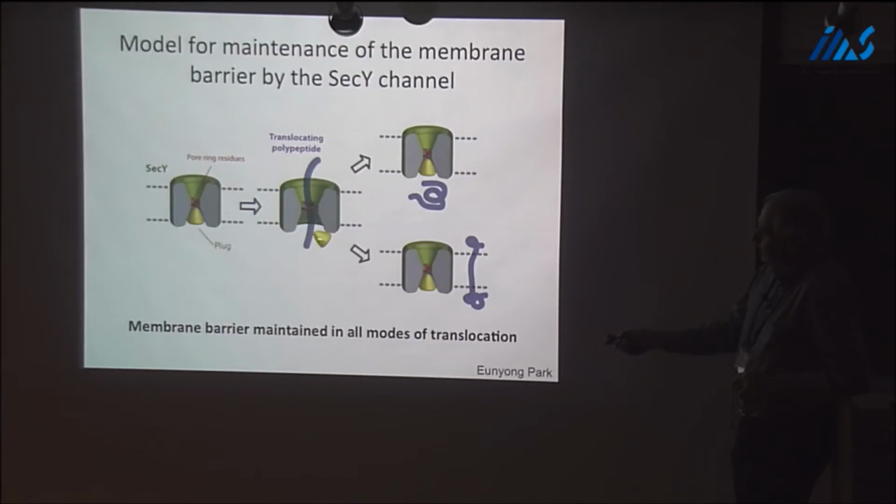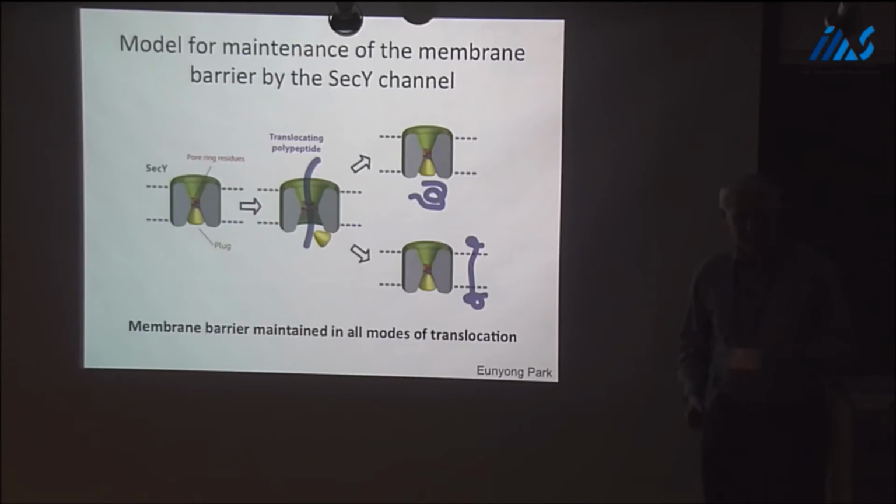In the open state of the channel, the plug is out of the way, but now the translocating polypeptide chain and the surrounding pore ring residues seal the channel. When the polypeptide chain is either all the way across to the other side, or if a transmembrane protein is made, you move sideways out into the lipid, the plug can return to the center of the channel and reseal the channel. So this means that at all times, there is a barrier for the small molecules to go across.